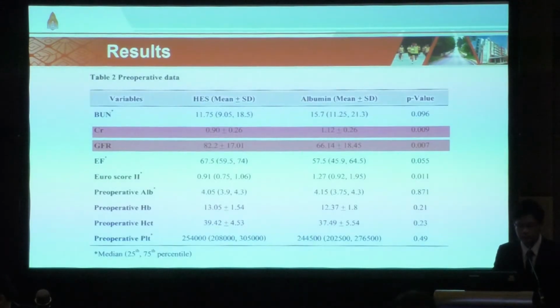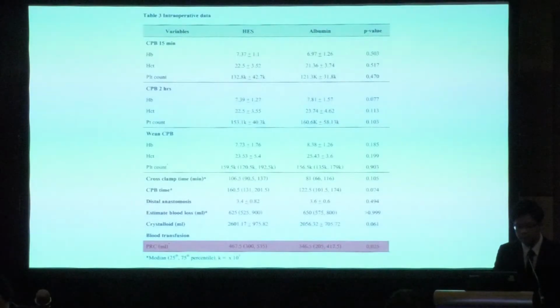The results: there was no significant difference in baseline characteristics between the two groups. For preoperative data, creatinine level was higher in the albumin group, and preoperative GFR was significantly lower in the albumin group. Intraoperative data: platelet count similarly decreased during on-CPB time at the 15 minute, second hour, and weaning of CPB in both groups, with no significant difference between the two groups.